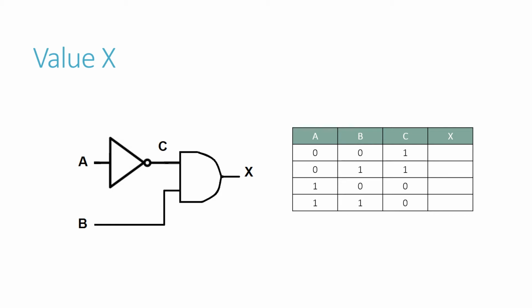Now, what about value X? What's the formula for value X? Value X is C AND B. X is the output of an AND gate, and the inputs to that gate are C and B. So X has the value C AND B. Can you see what the values of X should be? I'm about to show you. So here's C and B, and X is only true if B and C are both true. So in the second row, and that is the only circumstance in which the circuit produces an output.